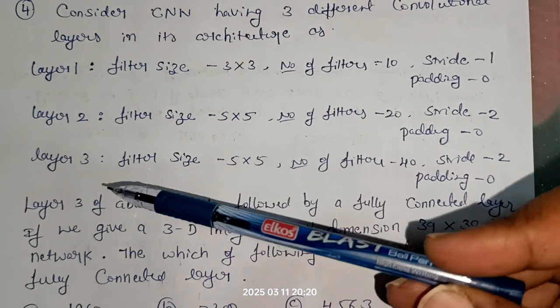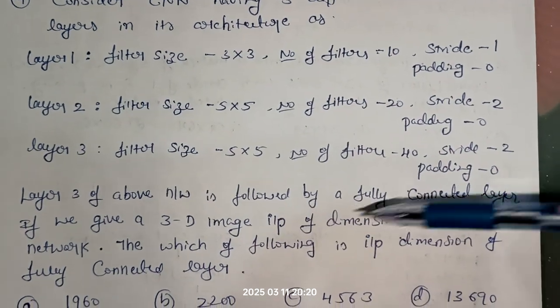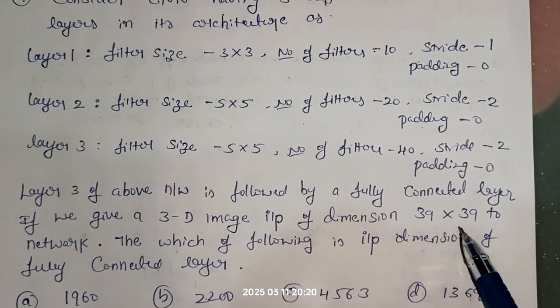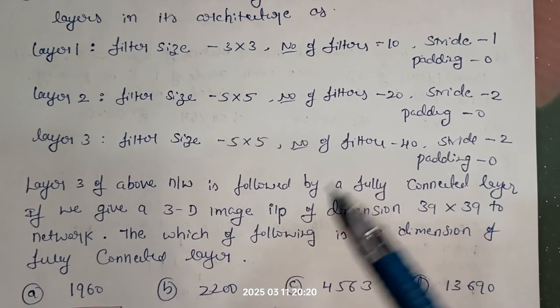Here, layer 3, the last layer of the above network, is followed by a fully connected layer. We have a 3D image input of dimension 39 cross 39 to the network. Which of the following is the input dimension of the fully connected layer?